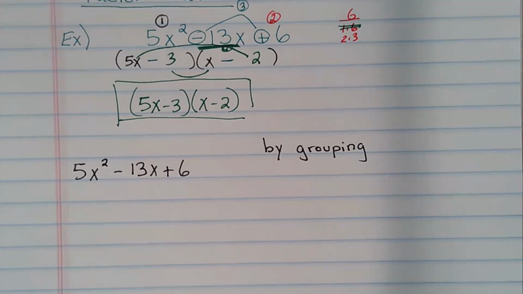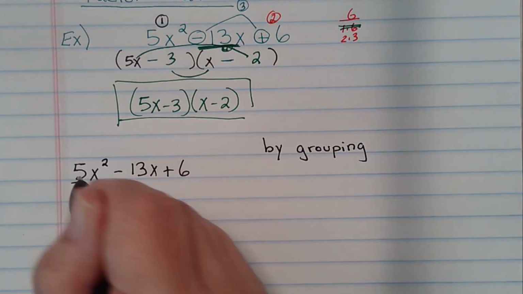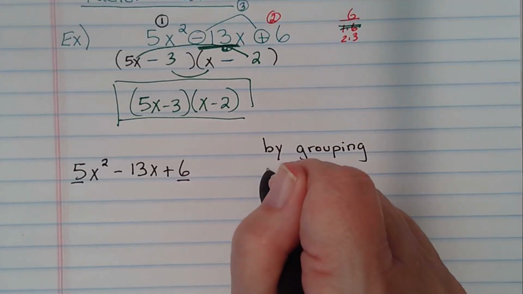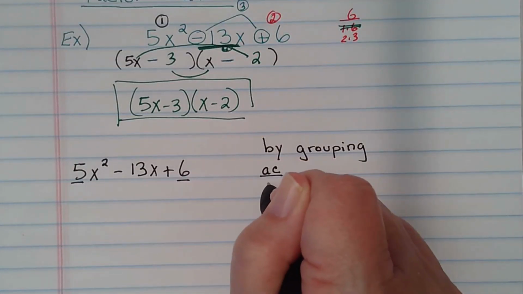So how do we do it by grouping? By grouping, you start with your A and your C. So AC, you multiply them together and you get 30.